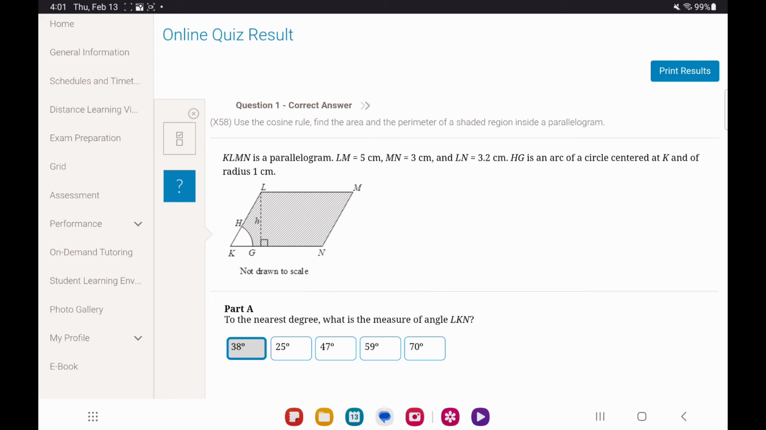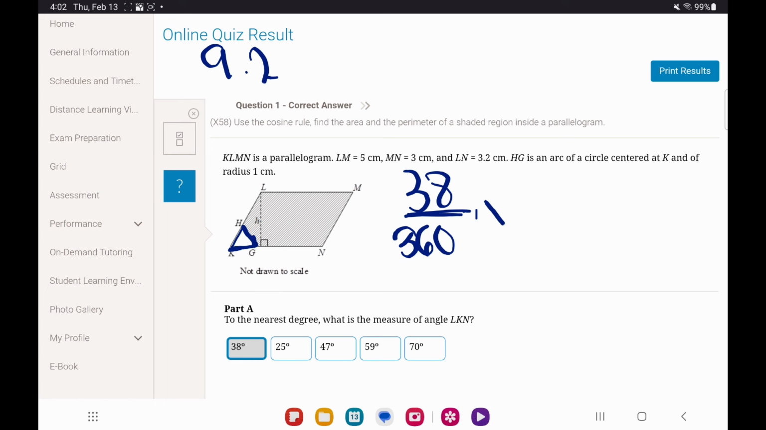Now, let's keep that aside. Let's put it here, 9.2, okay? Now we're gonna find the area of the sector. So the area of this here, okay? The area of a sector is whatever angle you have. Here we have 38, okay? So 38 over 360. It's always over 360. So over 360 times pi r squared. Here they told you the radius is 1 centimeter. So 1 squared is 1. So just forget about it, okay?